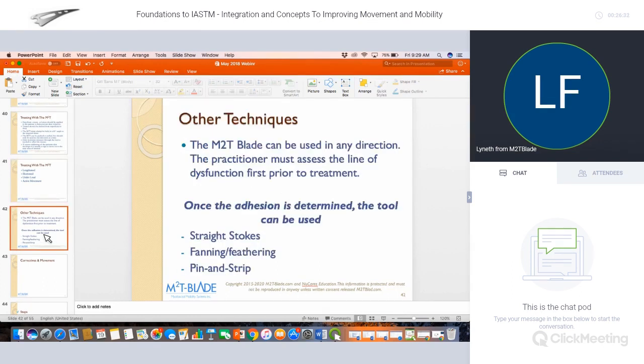Just like I talked about, the M2T can be used in any direction. The practitioner must always assess the line of dysfunction first prior to treatment. So we assess line of dysfunction, we do our sweeping. In range of motion and muscle testing, when we sweep the tissue, the direction where I feel the most adhesions, we treat in that same direction.